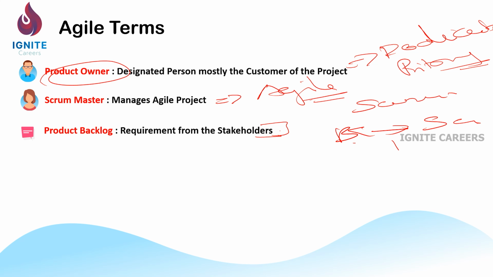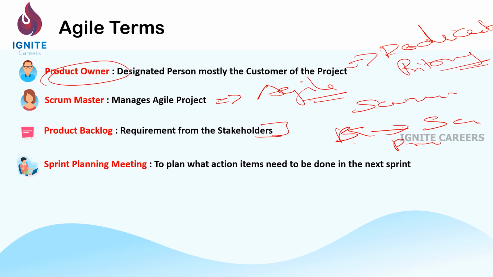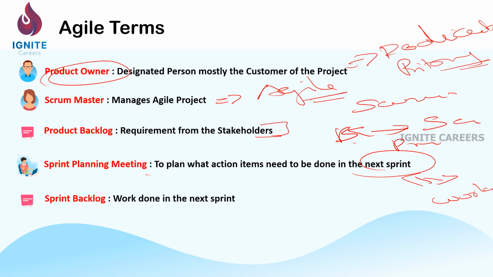Sprint planning meeting is basically done to decide all the items which need to be done for the next sprint. So basically, in the planning meeting, everyone gathers together and decides, okay, this is all the work which I will be doing or carrying out in the upcoming sprint. Sprint backlog is basically the work in the next sprint. So in the planning meeting we decide on what needs to be done. The output of the sprint planning meeting is called the sprint backlog.